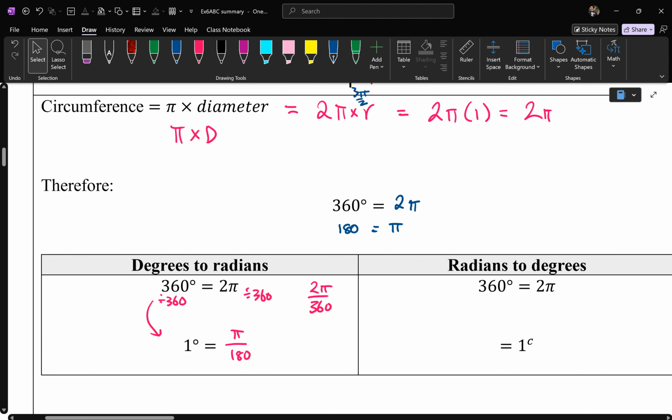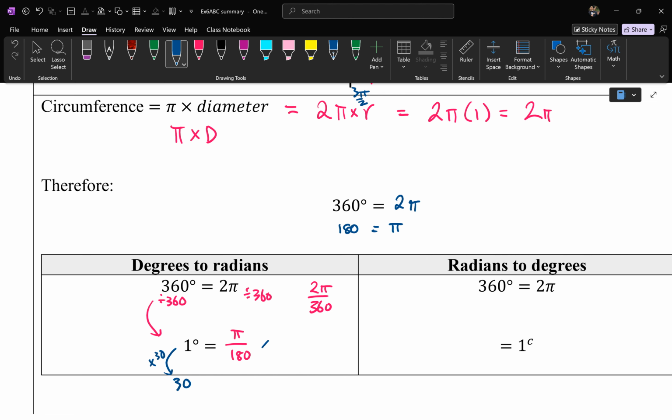Simply, if I had 30 degrees and I said, what is 30 degrees converted to radians? Well, clearly from 1 to 30, I'd have to times this by 30. But then that means I'll times this side by 30. And that was the rule that you had from last year. If you took the degrees times pi on 180, that changes it to radians, which is why it works out to be pi on 6, because 30 and 180 simplify.